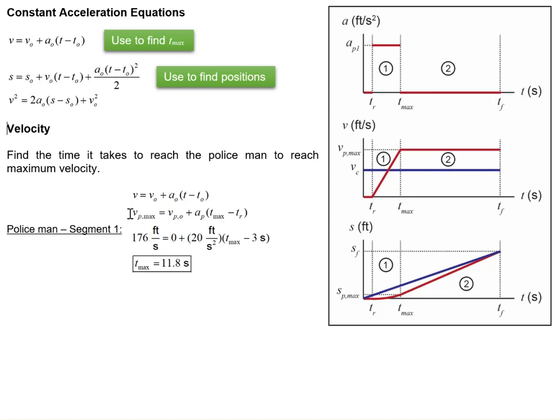Plug in at time T max, right? So we have the velocity max, the initial velocity of the police car, which is 0, the acceleration of the police car, times T max minus T reaction, right? Because the initial point that we're working with is at this T reaction, not at time t equals 0. All right, so we plug all that in, and we find that it takes the police car 11.8 seconds to reach its maximum speed.